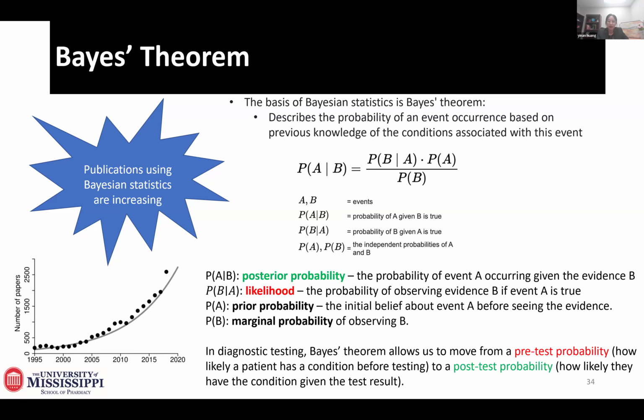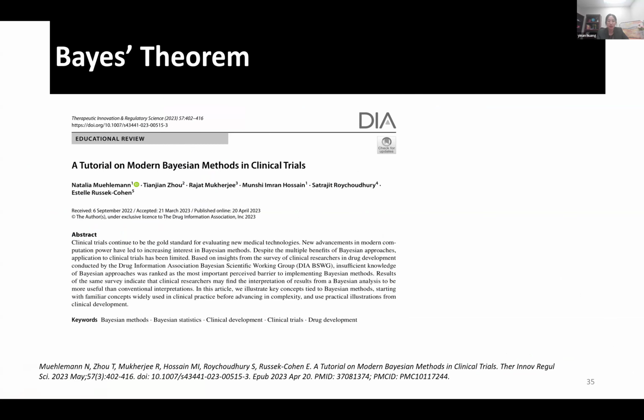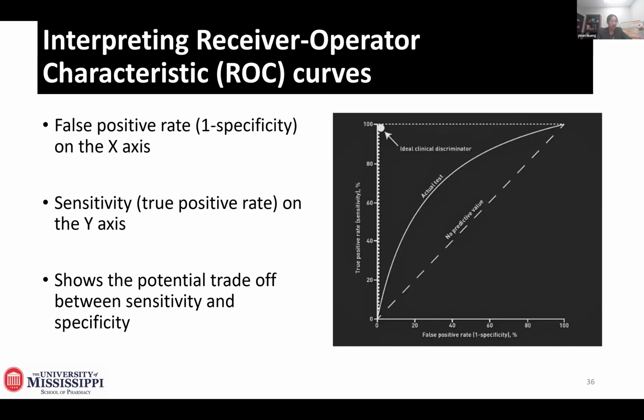With all that, this is all I've got for the Bayesian theorem. And there's another article if you're interested to talk a little bit more about the use of Bayesian theorems in clinical trials. Okay. Lastly, I want to talk about these ROC curves.